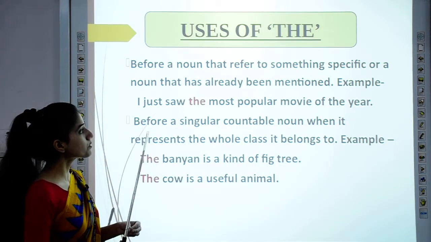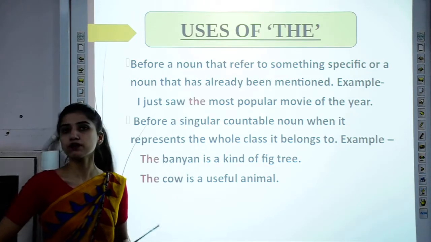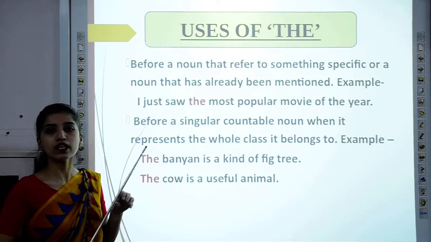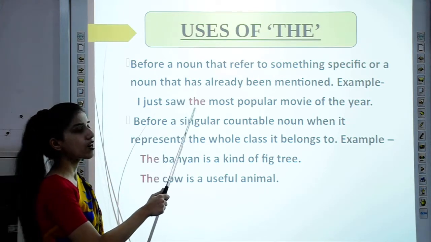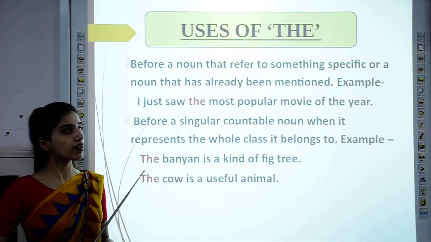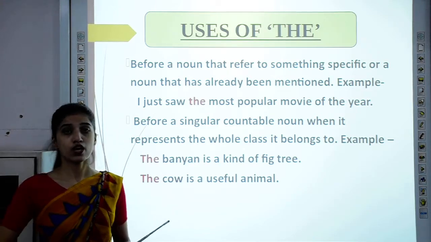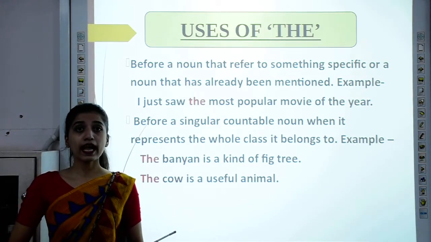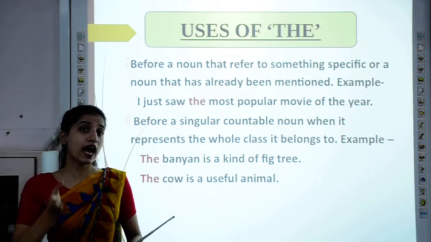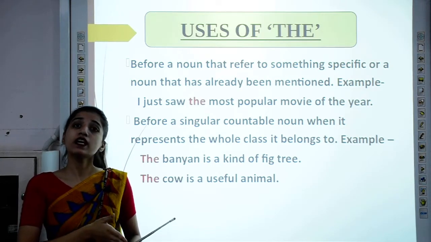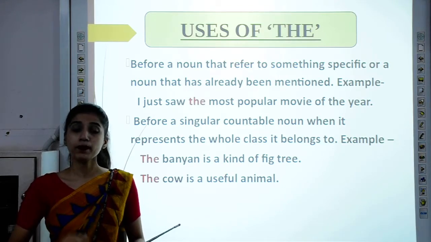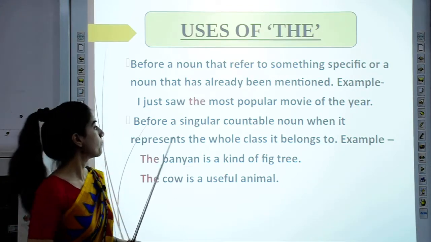Here I am specifically talking about the most popular movie, right? That is why I used "the" over here, because I am particularly talking about that movie only. Another use is for a noun that has already been mentioned. So I can say, "This is a house, and a house... the house is very big." I use "the" because I have already introduced the noun, a house. That is why when we repeat that house, "the" will come, because it has already been mentioned.